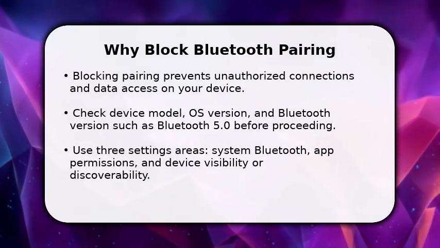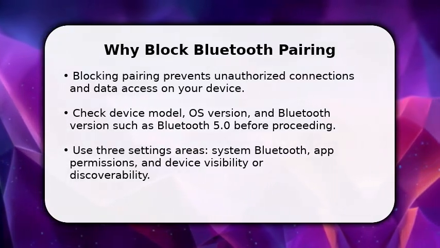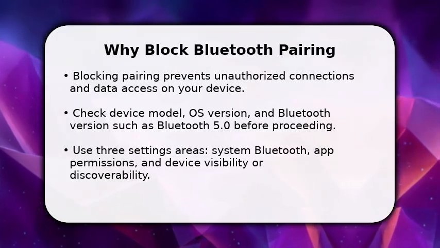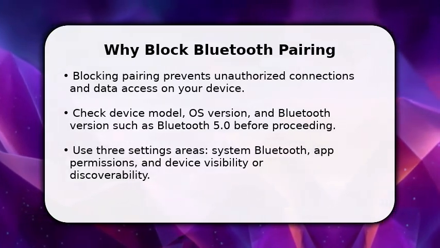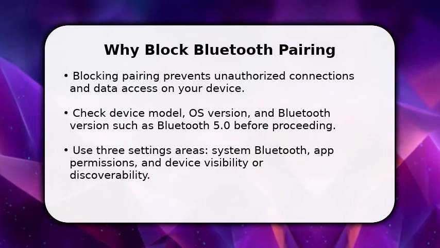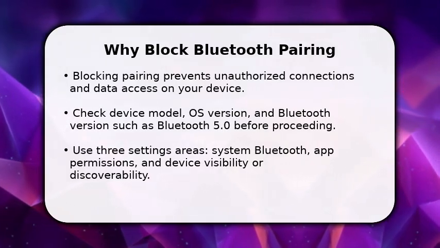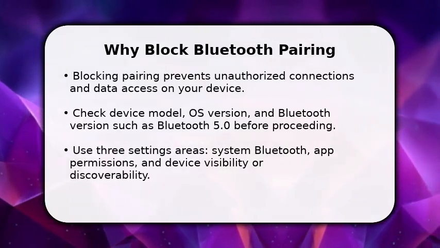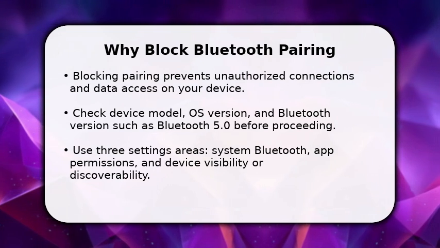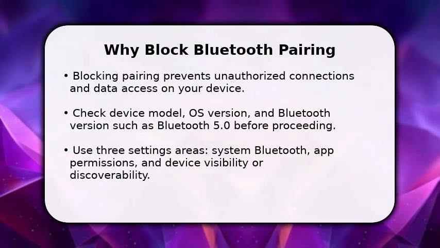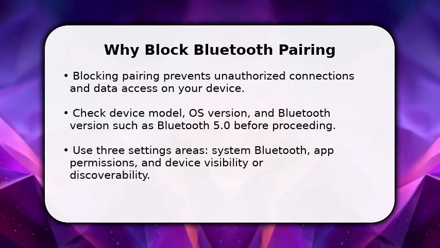First, check your device model and OS version. Also check Bluetooth version, for example Bluetooth 5.0. Gather account passwords and admin access if needed. Identify where pairing requests appear on screen. Prepare to change 3 settings areas: System Bluetooth, App Permissions, and Device Visibility or Discoverability.